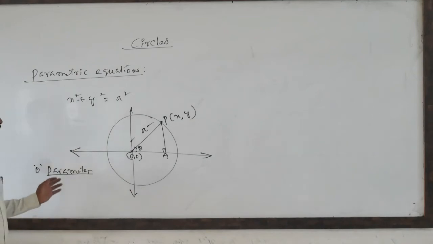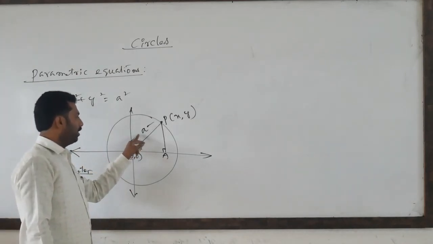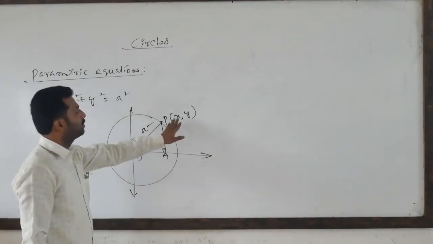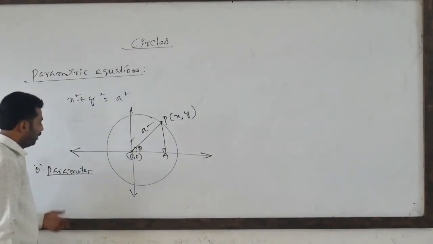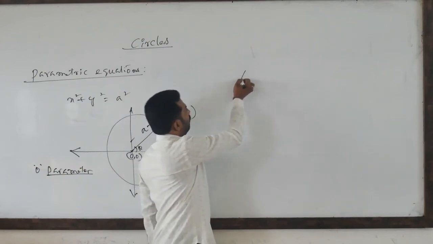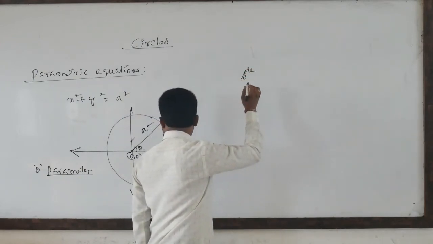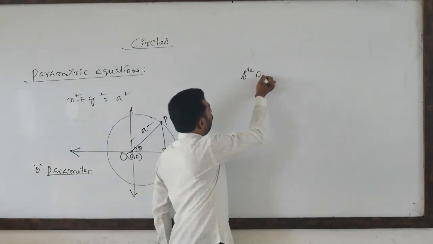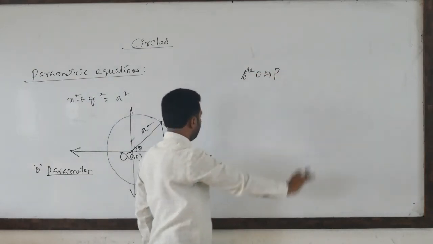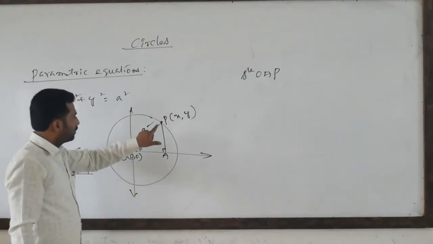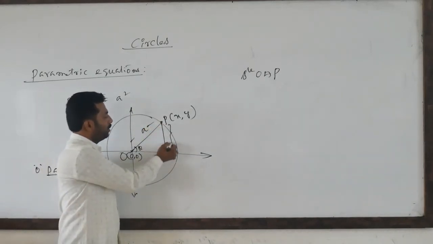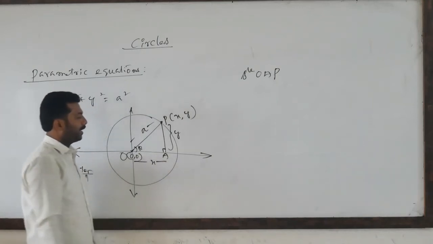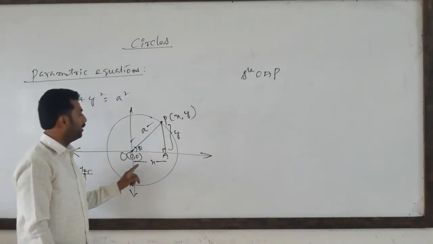So parameter means theta may be variable, may be in the first quadrant, second quadrant, third quadrant or fourth quadrant. Means P of x comma y we have to calculate. So from the triangle, this is O, A, P. This length is y units, no doubt about it. This length is x units. X value, y value we have to calculate.